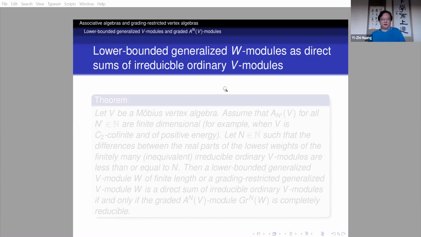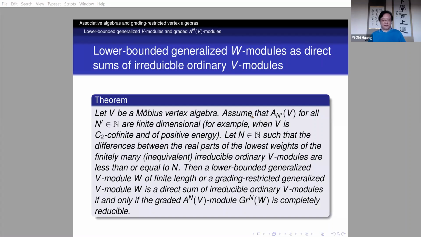So here is a result. I need some stronger condition, and then one can prove under what kind of condition a lower bounded generalized V-module can be written as a direct sum of irreducible ordinary V-modules. Basically, if you have an irreducible grading restricted generalized module, it must be an ordinary module, so we only need to discuss this case.